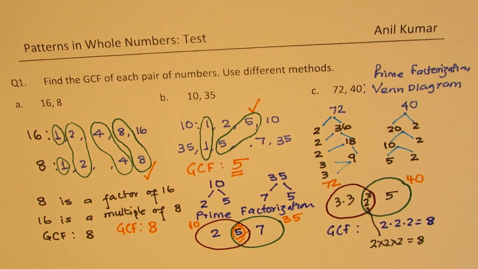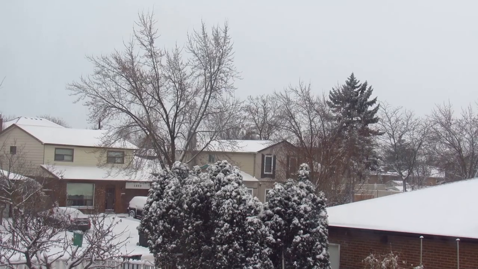So you see, there are a couple of ways of finding the greatest common factor. Globally, we use different methods. You can adopt this last method of prime factorization and Venn diagrams, especially when we are working with bigger numbers. I hope that makes sense. So we'll take a small break here. I hope this concept of finding greatest common factor in many different ways is absolutely clear.